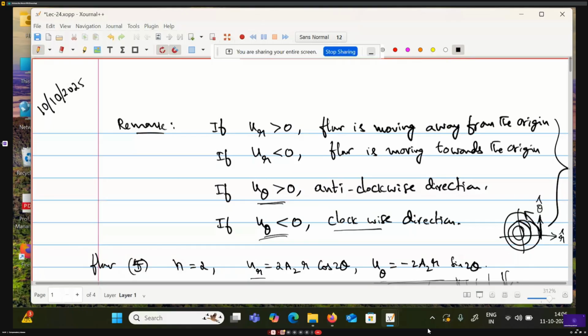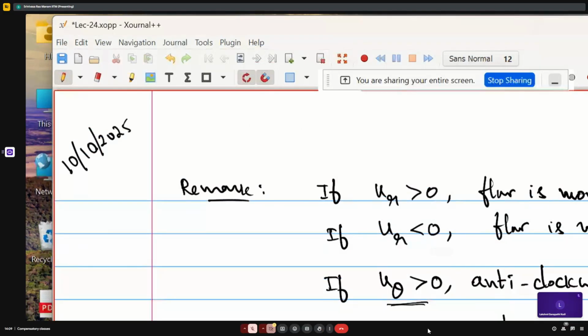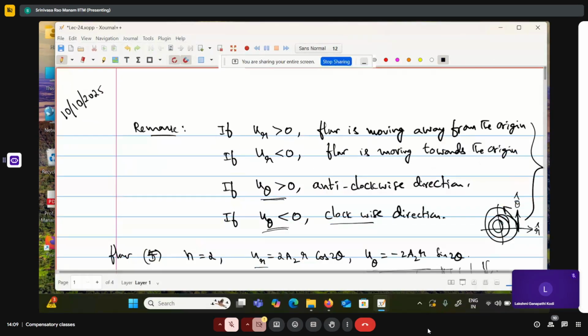Certain flows you may not be able to see, certain flows you can easily see. For example, you have the vortex flow. In the vortex flow, what is this theta cap? This theta cap component is only u theta, right? Yes, sir.